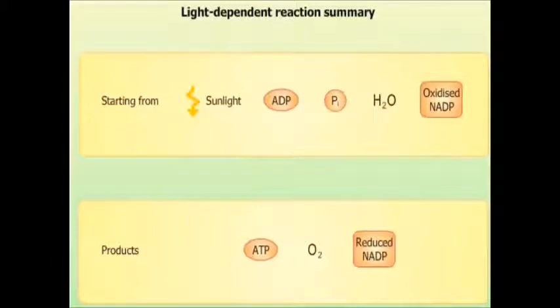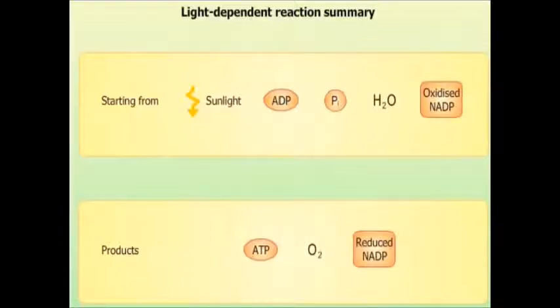We start with sunlight, ADP and phosphate ions, spent energy, water and oxidized NADP, a relatively useless chemical at the moment because we need to reduce it so it can provide reducing power to help in the next cycle. So it starts with those and it ends with ATP, high energy unit, oxygen, waste product, and that reduced NADP, which works as a reducing agent. That is vital to convert carbon dioxide into glucose.